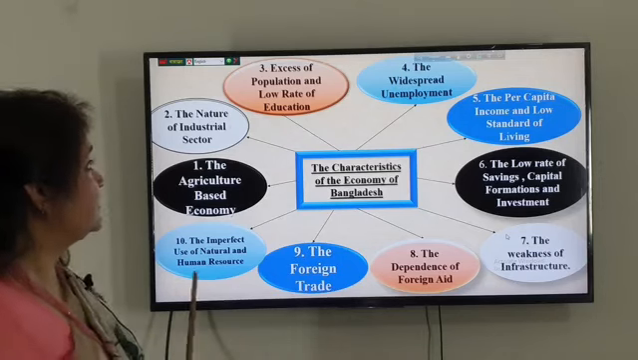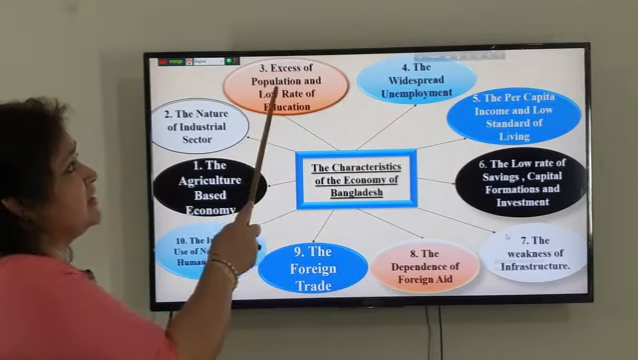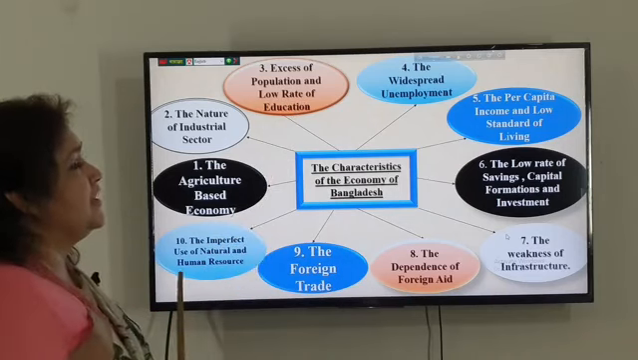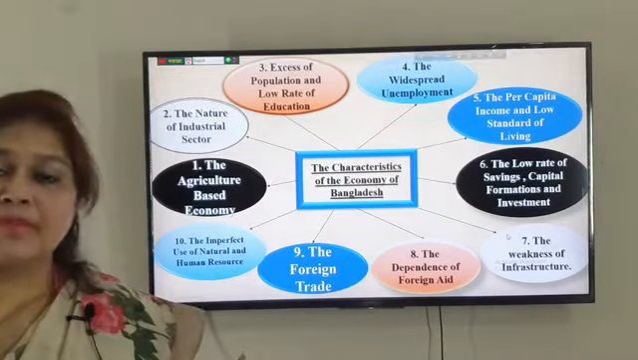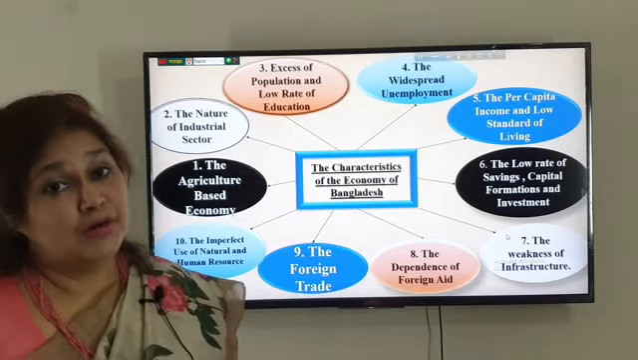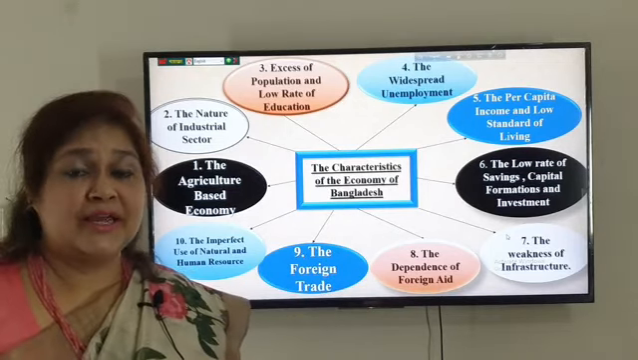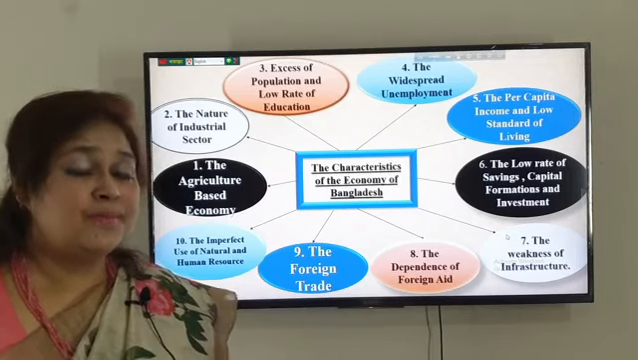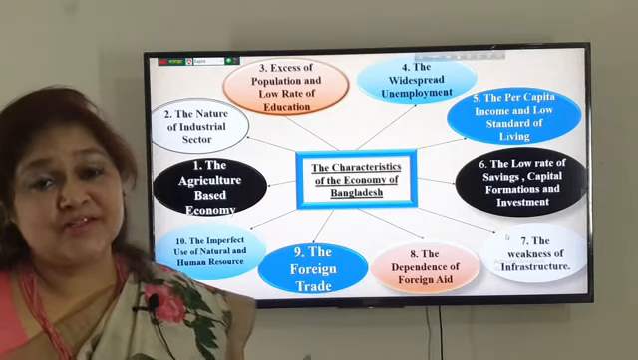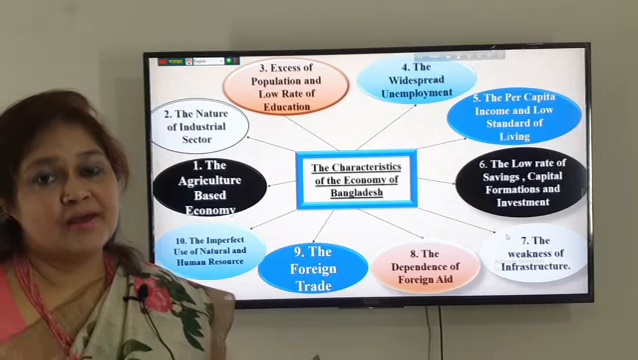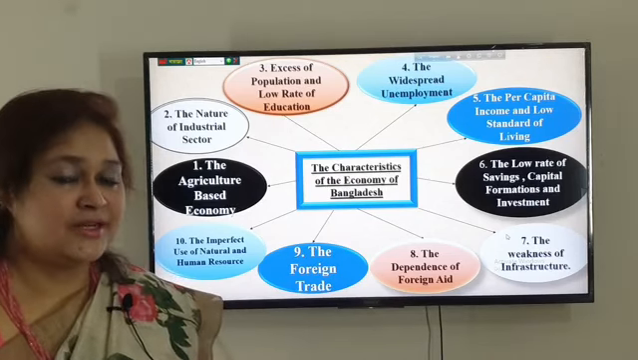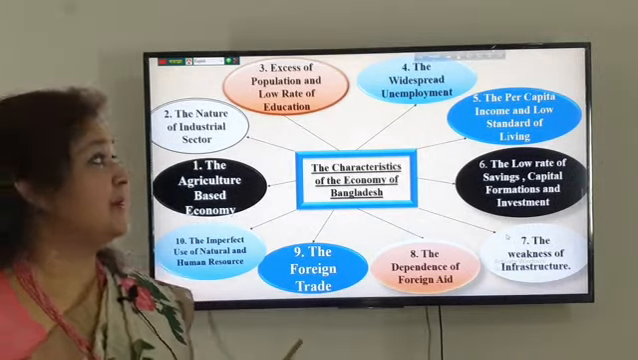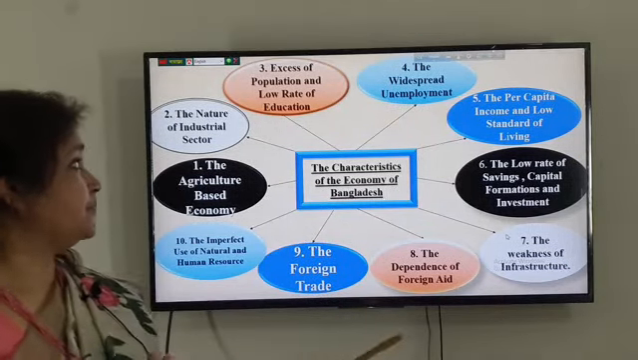Number 3 characteristic is excess of population and low rate of education. We know in our country we have overpopulation, and do you know how many people live per square kilometer? In our country, 1015 people live per square kilometer.